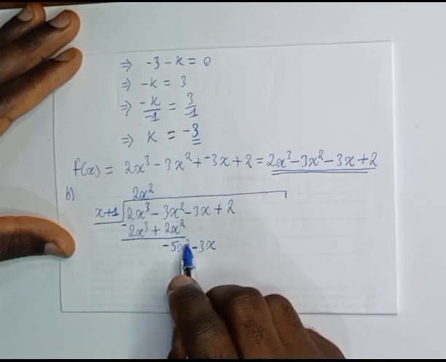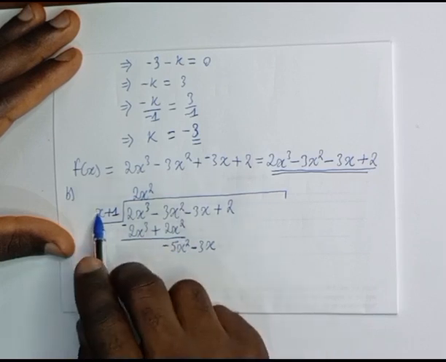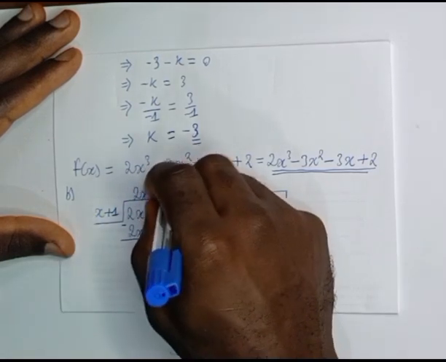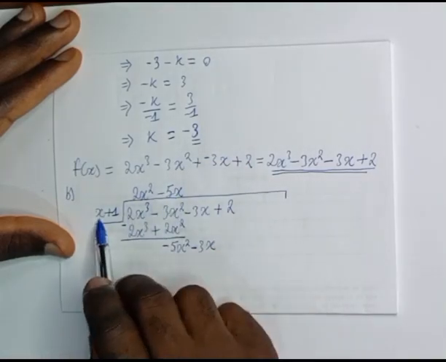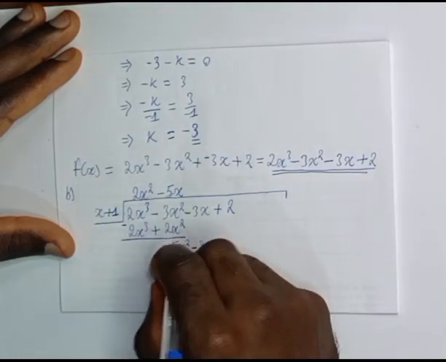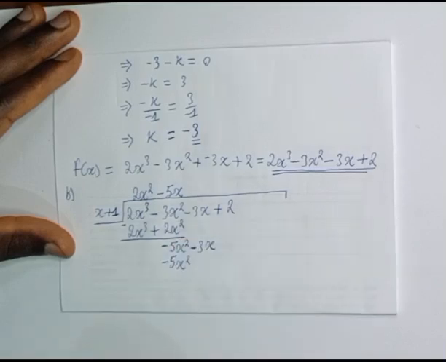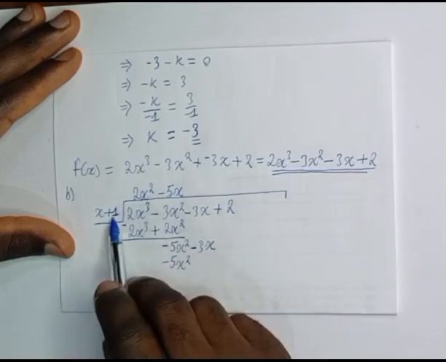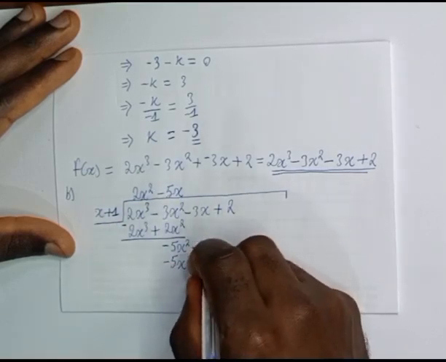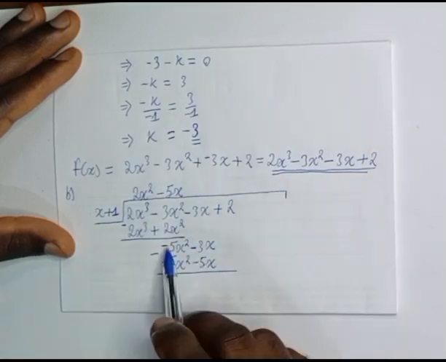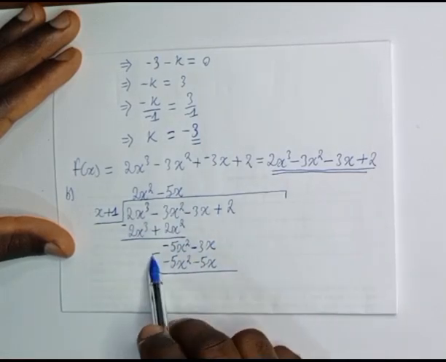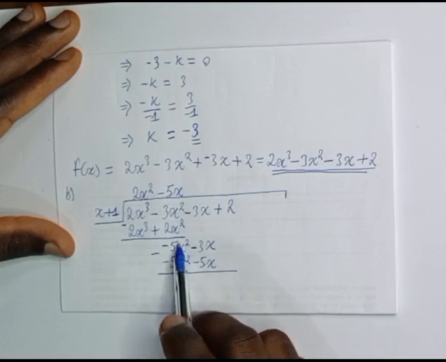Negative 5x squared divided by x gives us negative 5x. Negative 5x times x gives us negative 5x squared. Negative 5x times 1 gives us negative 5x. Then we subtract. Negative 5x squared minus negative 5x squared gives 0.